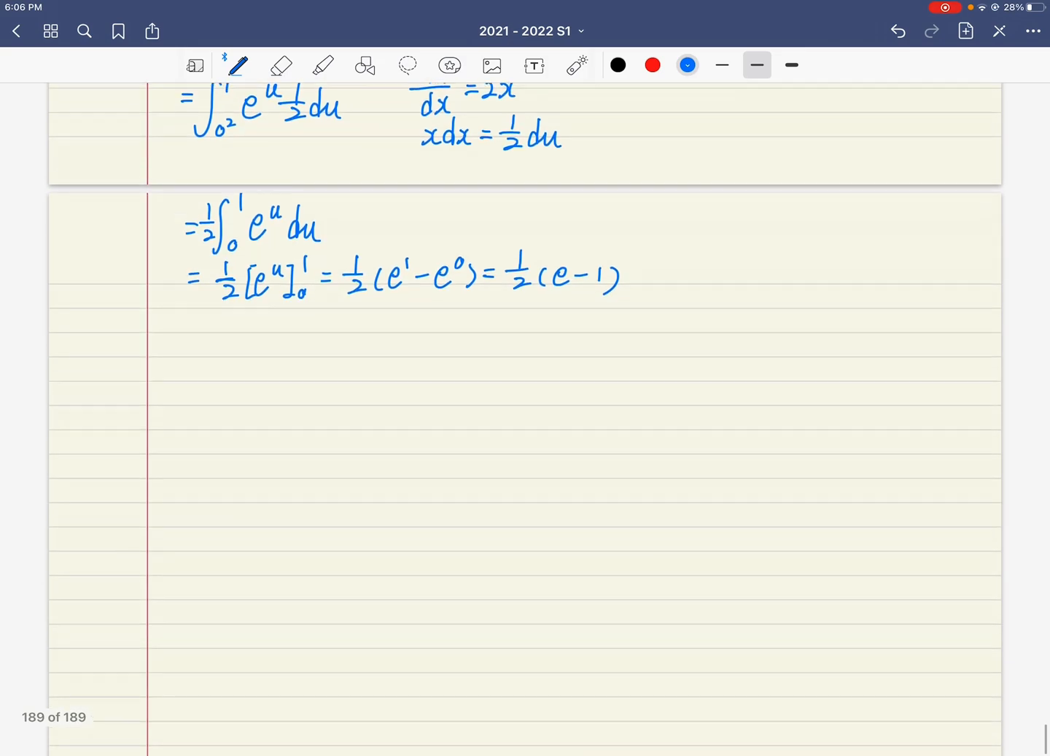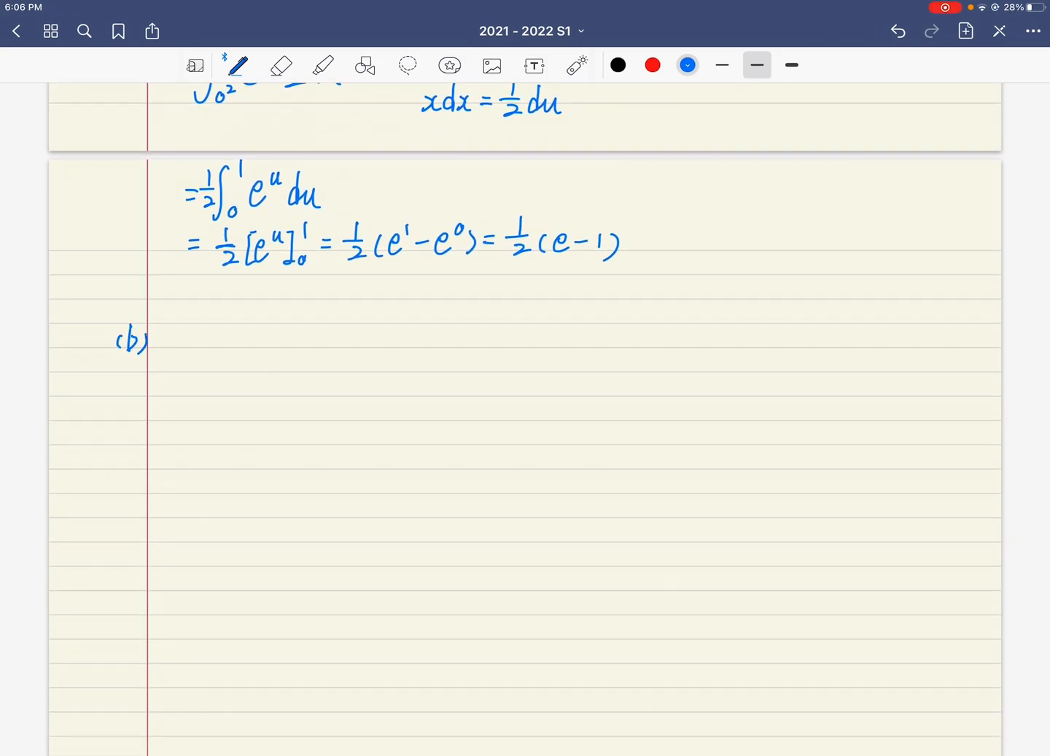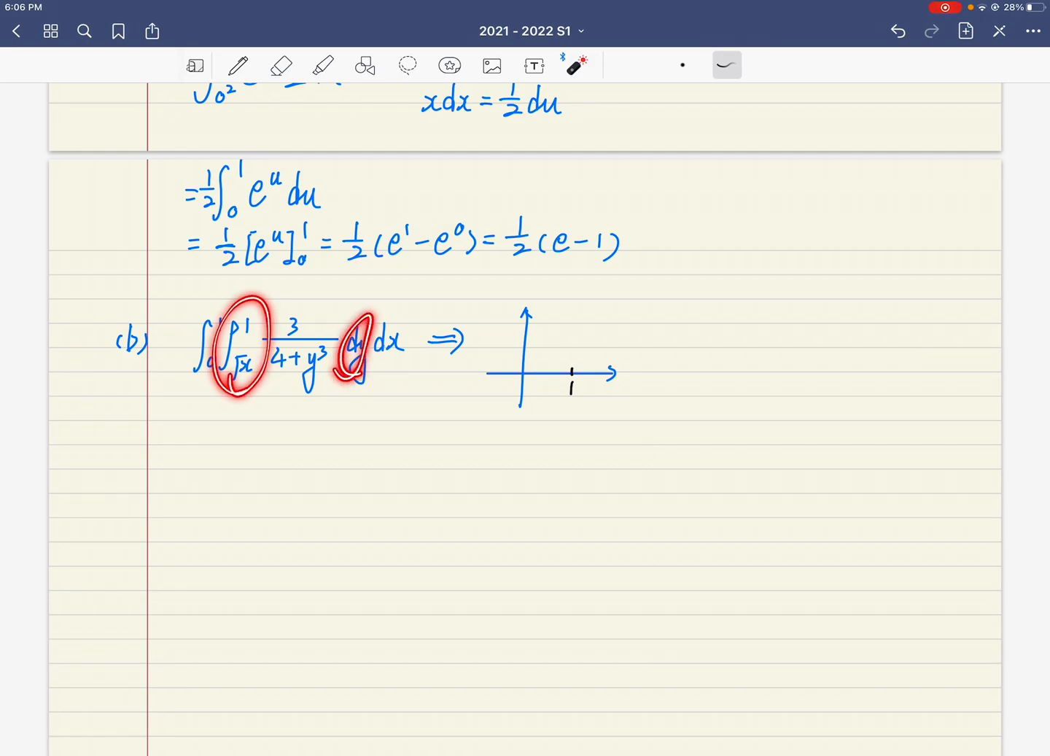Alright, so then let's do part B. Part B, the double integration is this. Again, if you try just to integrate this by y, it's very, very hard. So similarly, let's draw the region that is described by this double integration first. For x from 0 to 1, its y is from square root of x to 1.